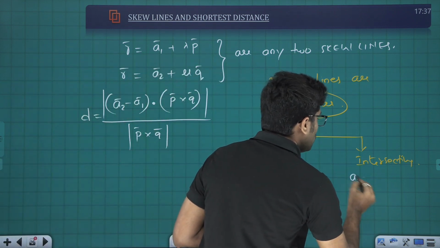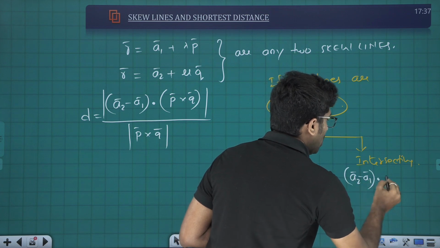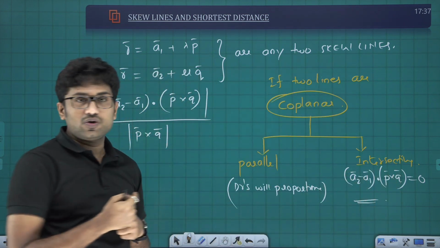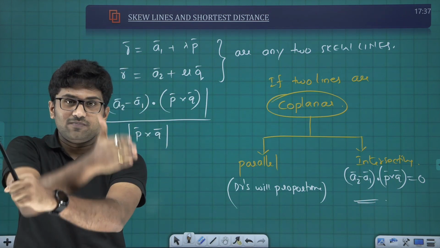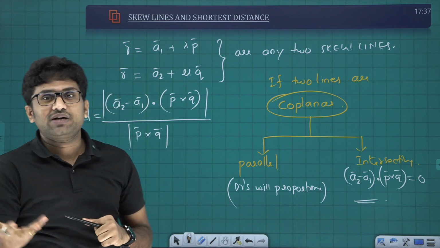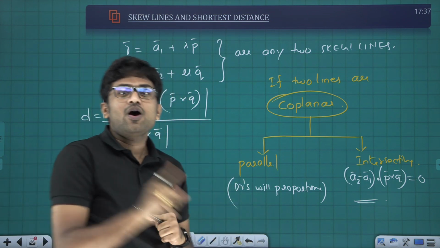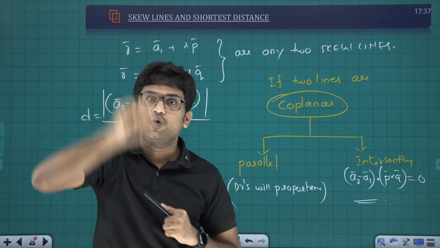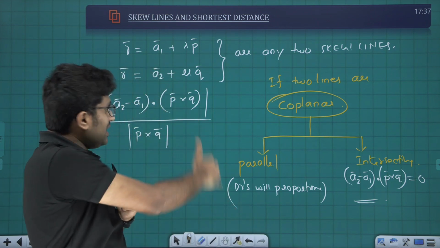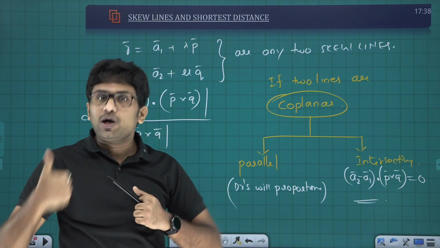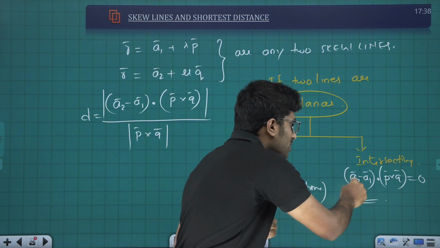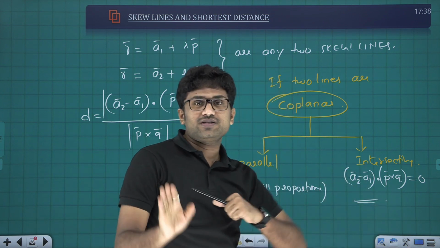That is (A2 bar minus A1 bar) dot (P bar cross Q bar) is equal to 0. If this value is equal to 0, then the given two lines will be intersecting. If the shortest distance between two lines is 0, that means they are intersecting lines only. So sometimes they ask us to prove that they are intersecting, or to prove the given lines are coplanar. First we check parallel. Checking parallel is so simple. If their DRs are proportional, then they are parallel. If they are not parallel, they can be intersecting. So in case of intersecting, we just do (A2 bar minus A1 bar) dot (P bar cross Q bar) is equal to 0.